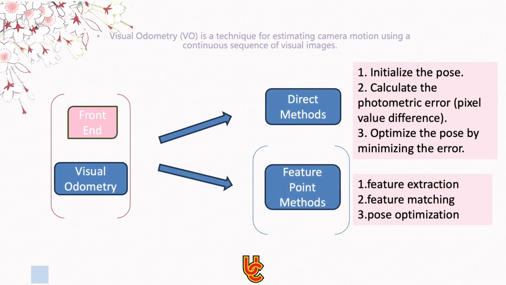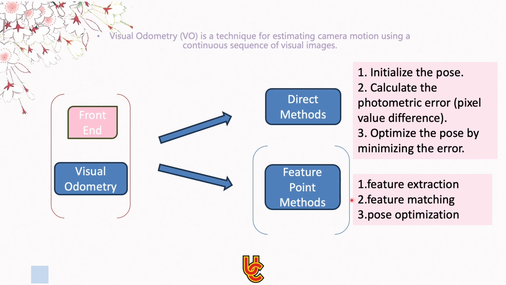We give the visual odometry a very clear definition. It's a technique for estimating camera motion using a continuous sequence of visual images. So, this is the front end. It has 2 methods to solve the problem. First, the direct methods. It includes 3 steps: initialize the pose, calculate the photometric error, and optimize the pose by minimizing the error. However, it requires high computing power and has poor real-time performance.